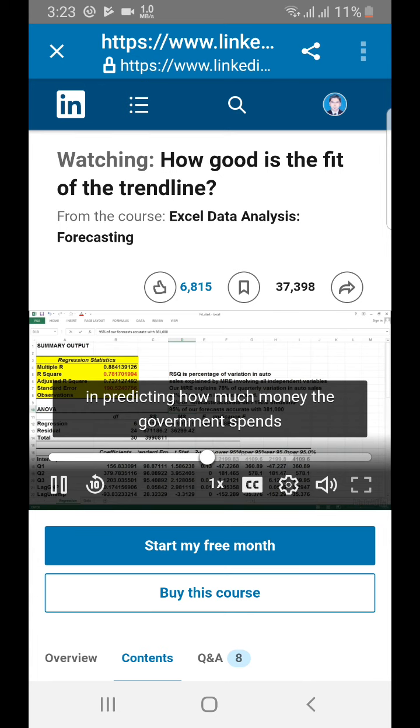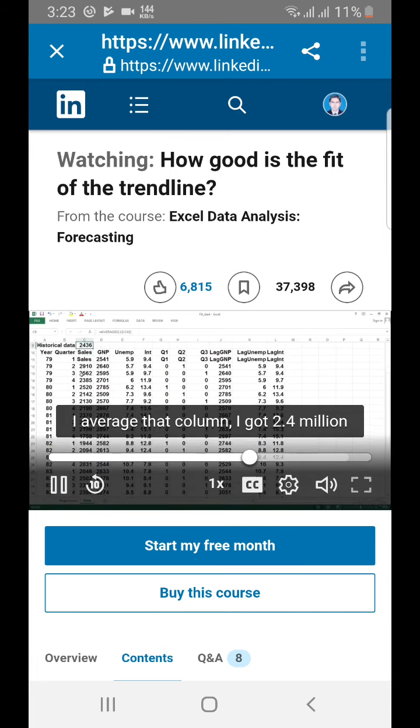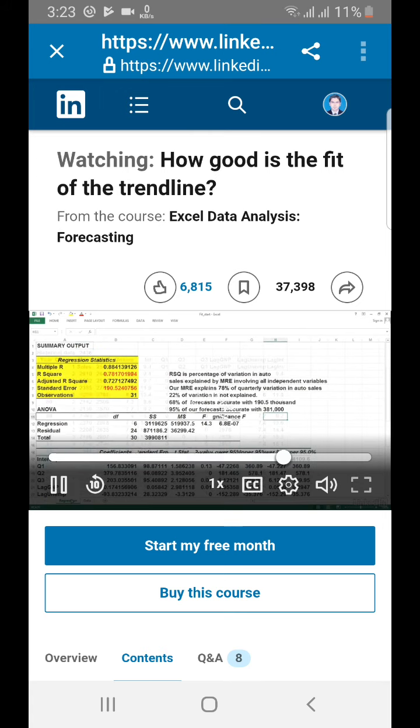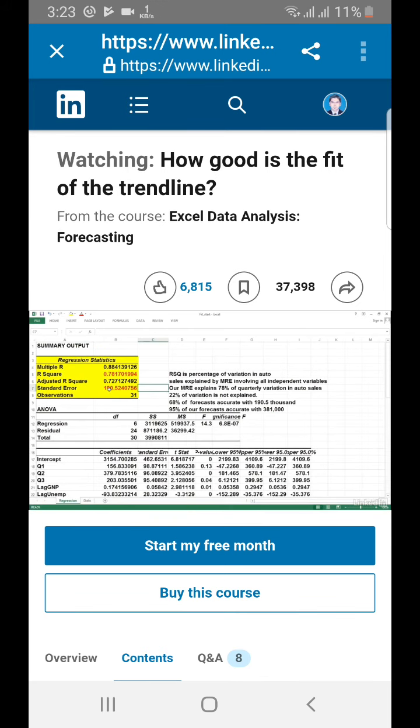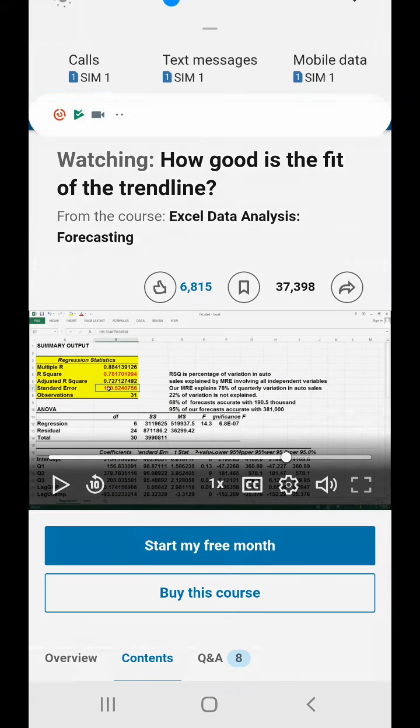predict perfectly, in predicting how much money that column. I got 2.4 million. Error is going to be an outlier. So we double that standard.